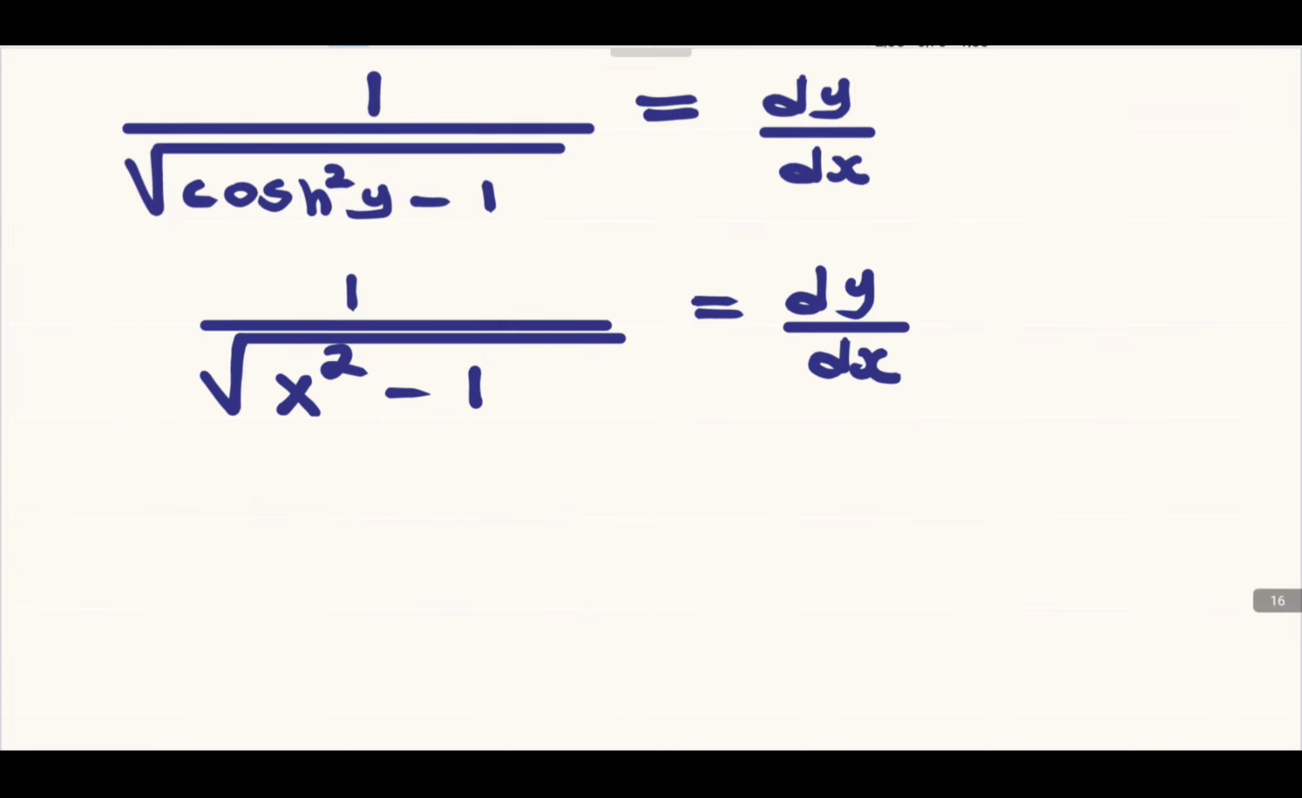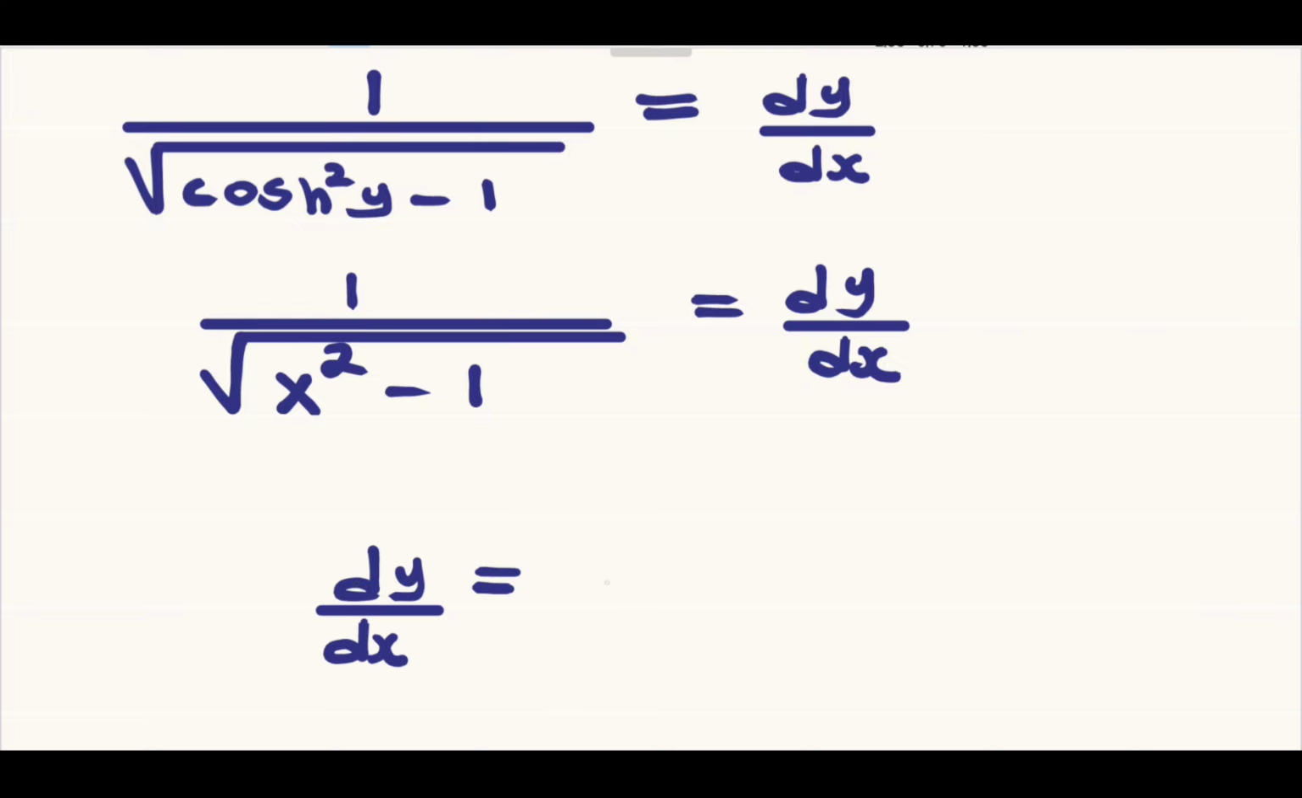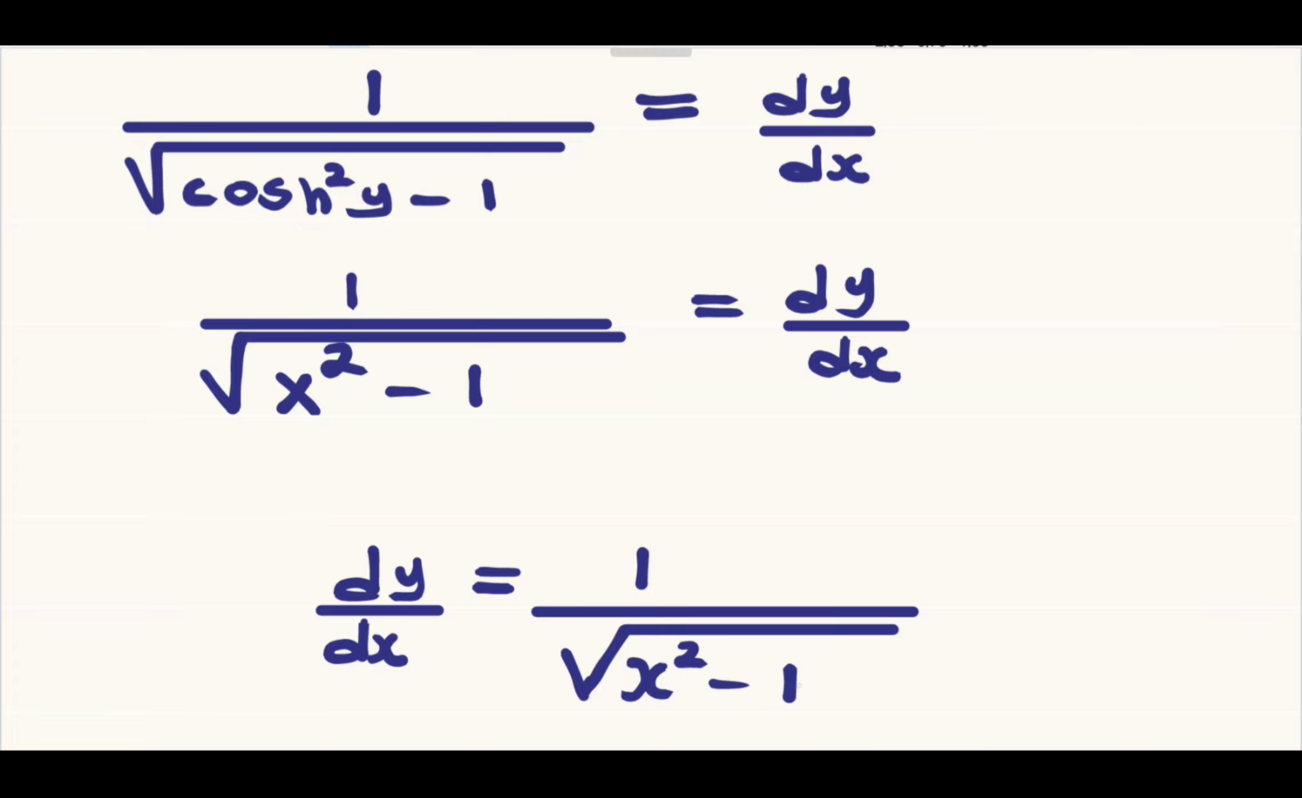So we have proved that when y is equal to the inverse of cosh x, then its derivative with respect to x will be equal to 1 divided by the square root of x squared minus 1.